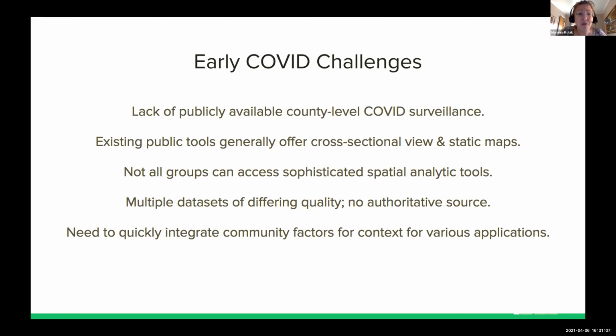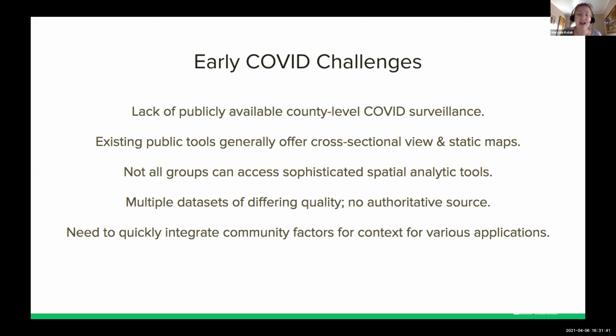At the same time, there are a lot of public tools that generally focus on cross-sectional views, so just one point in time, as well as static maps. Maybe you have a map that you can click on, but at the very least, you can't look at multiple time points. A lot of the technology was really fitted to who had access to the technology. So Chicago had a lot of different options, more so than other areas, because there's more analysts and data scientists and experts within Chicago. If you're living in a remote part of Arkansas, it's just simply not the same.